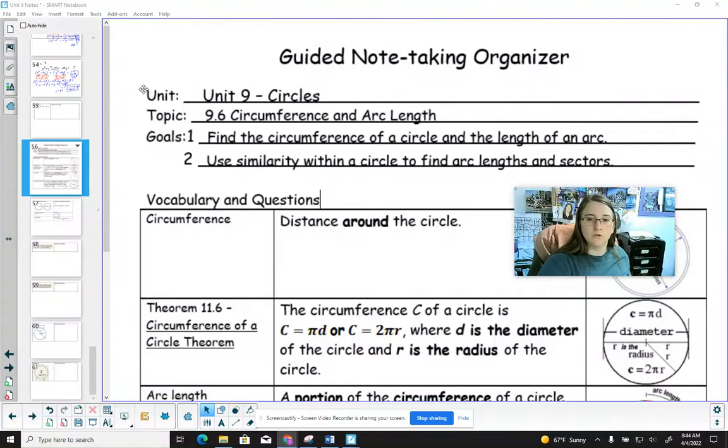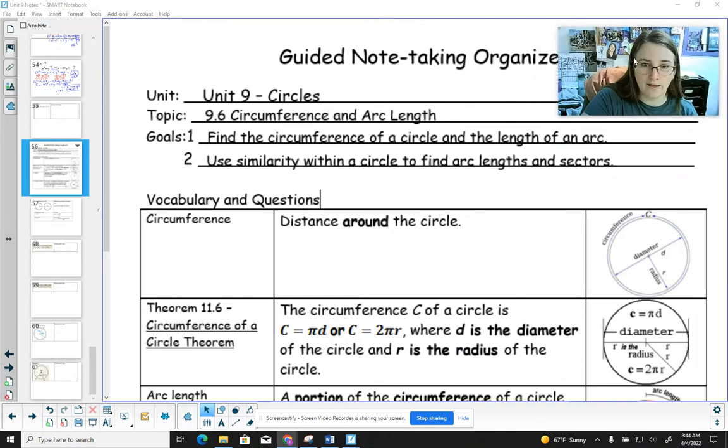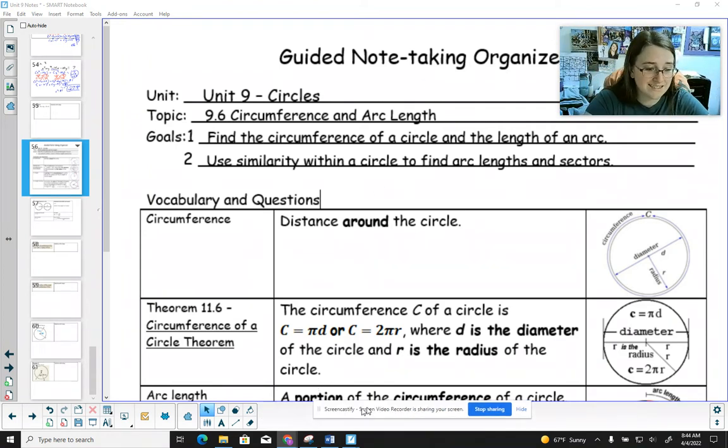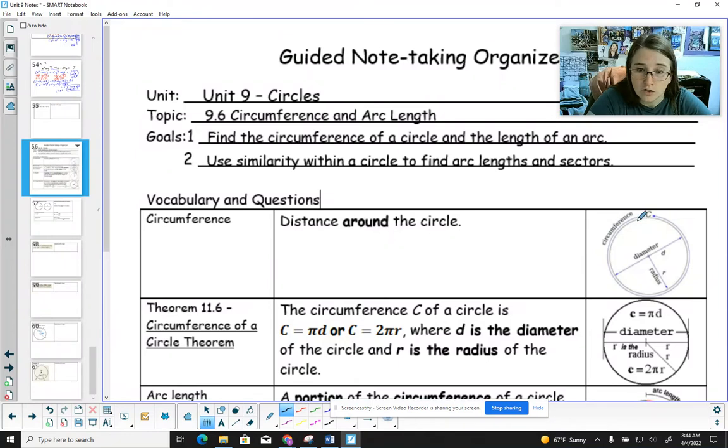Okay, 9.6, we'll do this quick short video about circumference and arc length. So we've learned before that with a figure that has straight lines, we call the distance around the outside of it the perimeter of a shape. Circumference is the exact same thing, it's just for a circle. So circumference is all the way around the outside of the circle. If I were to walk that, that would be the circumference.